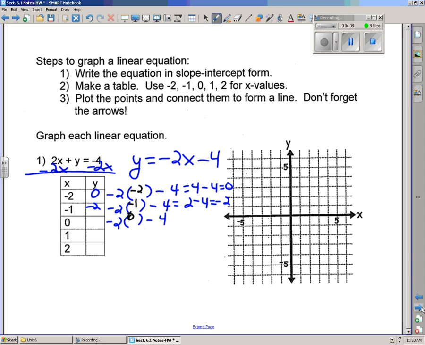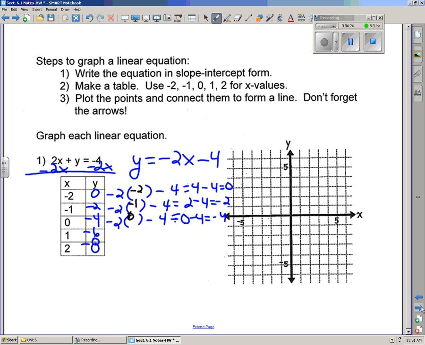And then you do the math, and you get 0 minus 4 equals -4. And you keep doing that all the way down. So when 1 gets plugged in, -6 comes out. When 2 gets plugged in, -8 comes out. Once you have all your points, then you plot them.